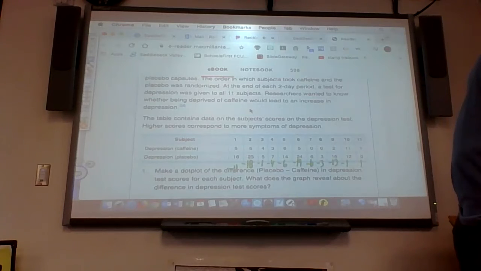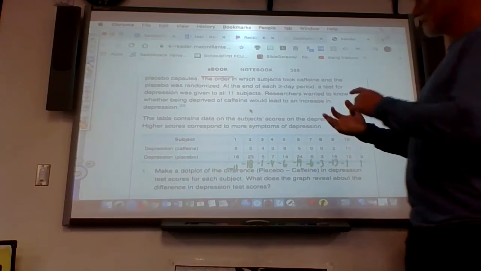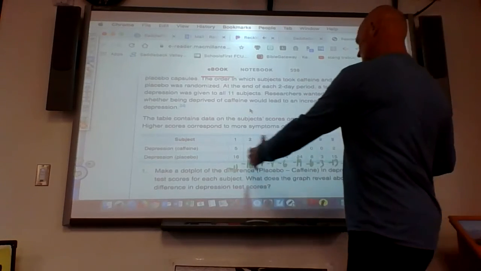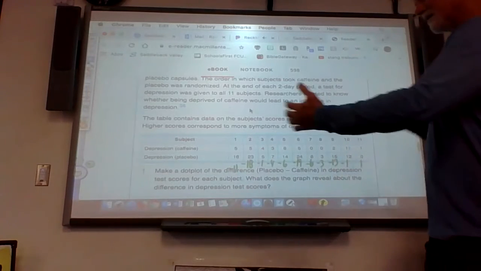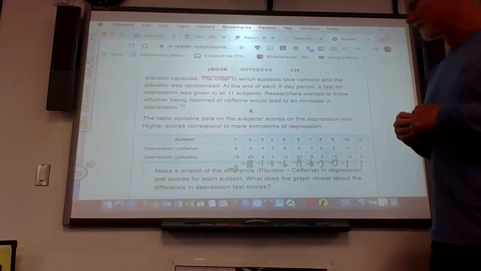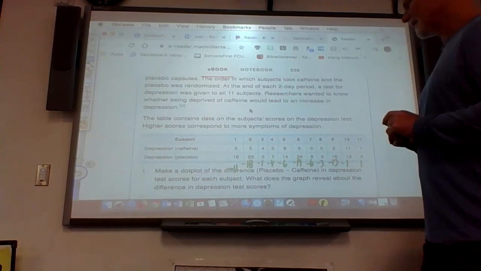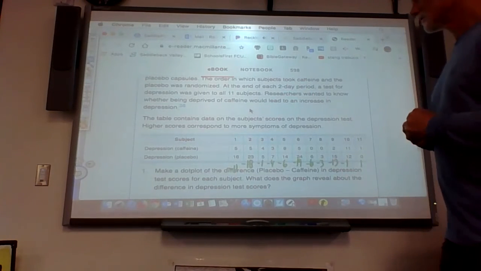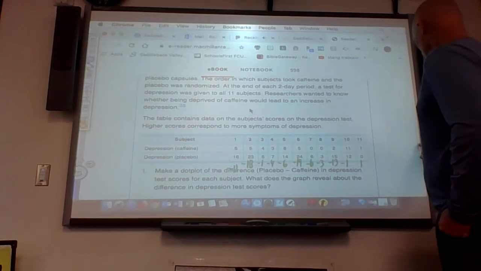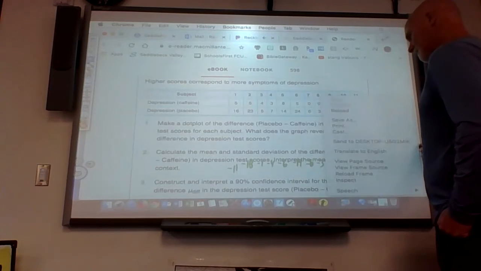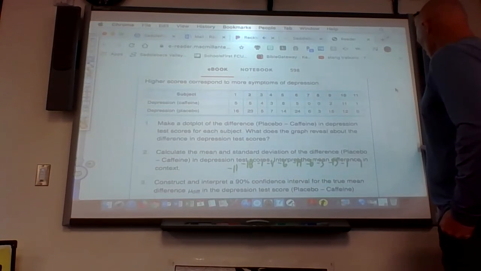So if you look at all of those, again, we don't have more than 30, we have 11. But when we look at the differences, if we were to make a dot plot, they would be generally grouped in the same area. There wouldn't be a significant outlier, and they would be grouped together. So this would be okay to do that. So then it says calculate the mean and standard deviation.